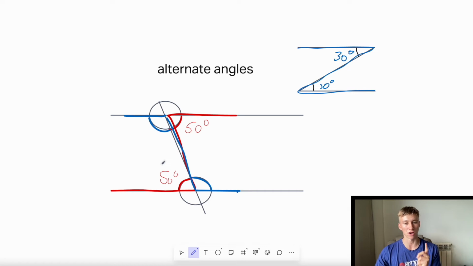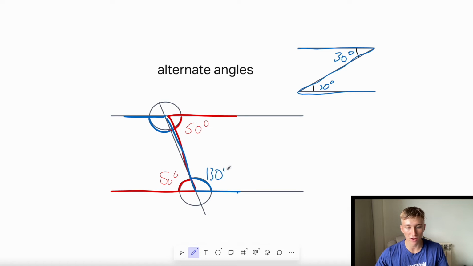And now what I want you to do, guys, is, knowing that these two angles are 50 degrees, what would this angle be? So guys, these two angles would be 130 degrees because, as you know, when they're on a straight line, they add up to 180 degrees. So this straight line here, so we've got 50. 50 plus what is equal to 180? 50 plus 130 is equal to 180. And then all you need to do is that for one side because you know that alternate angles are exactly the same. So if this one is 130 degrees, this one has to be 130 degrees as well.